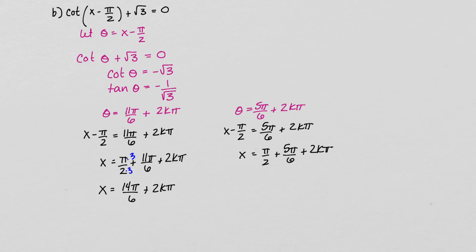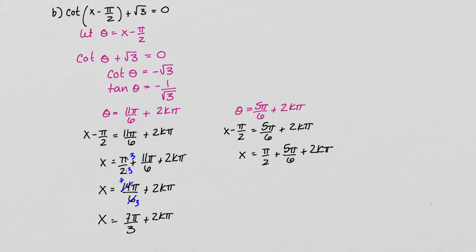And I could reduce 14 over 6, right? So 2 goes into 14 7 times, 2 goes into 6 3 times. So we're really talking about 7 pi over 3 plus 2k pi. So that's one of the answers. Then we're going to do the same thing on the other side.